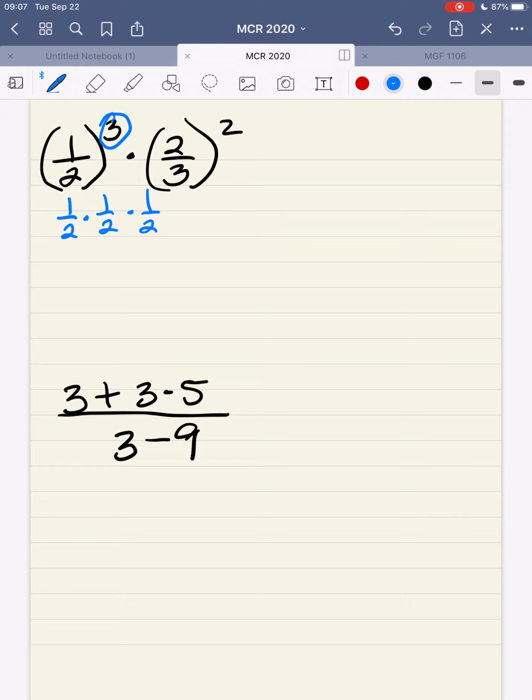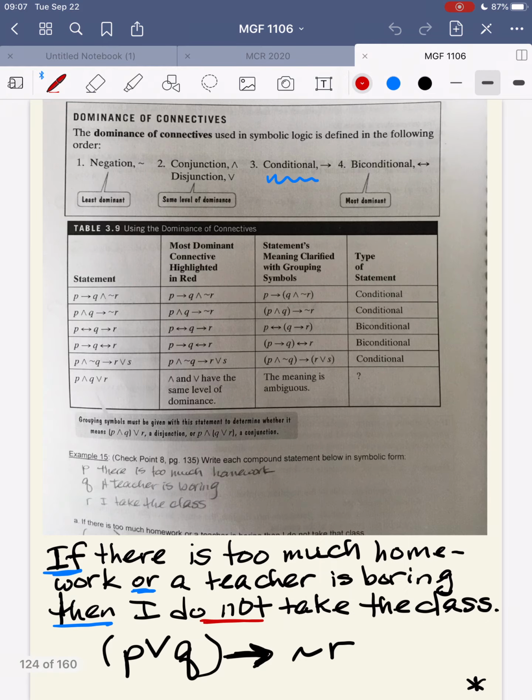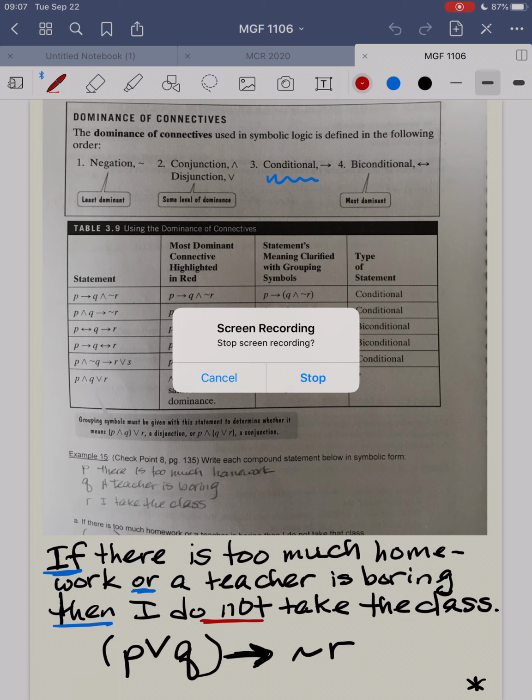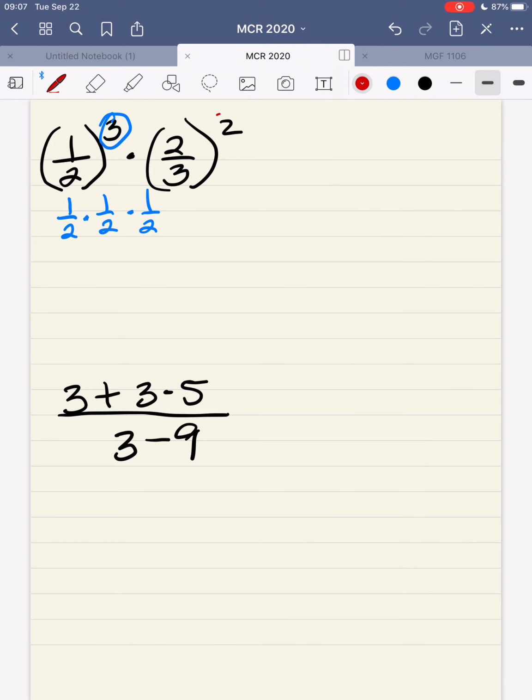Okay? The 2/3 needs to be repeated. Okay, sorry about that. It needs to be repeated by itself. Now there's multiplication in between. So I need to multiply 2/3 by itself twice. Okay, notice I actually haven't multiplied anything.